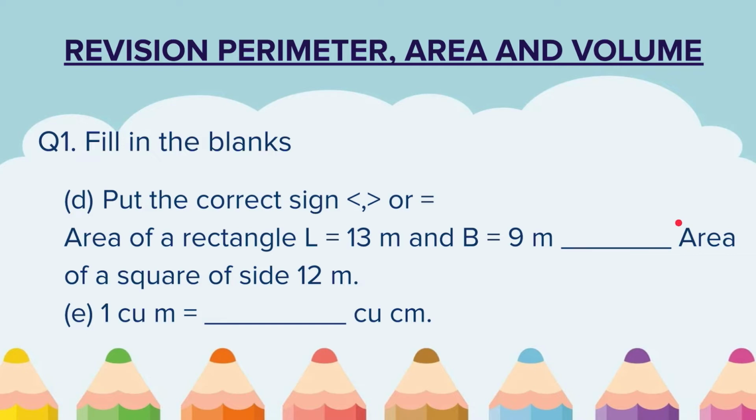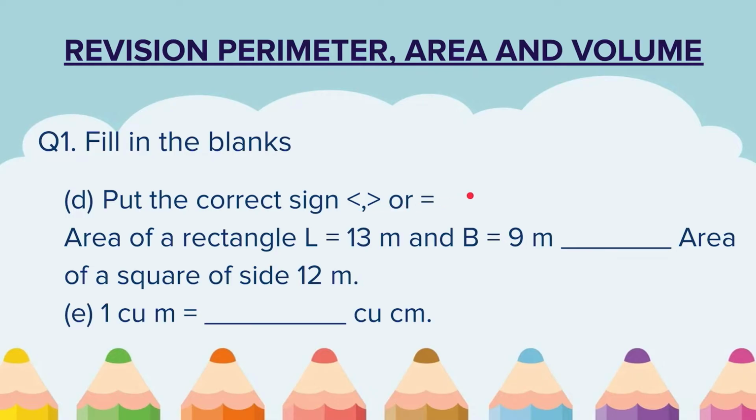D. Put the correct sign less than, greater than or equal to. Area of a rectangle, length 13 meters and breadth 9 meters. Now you have to compare this with area of a square of side 12 meters. So in this you will first find out the area of the rectangle, then you will find area of the square and compare, and after that you will put the sign.